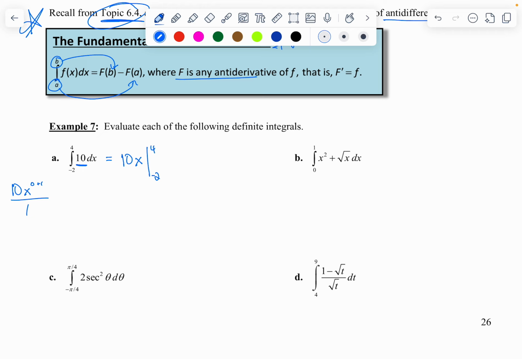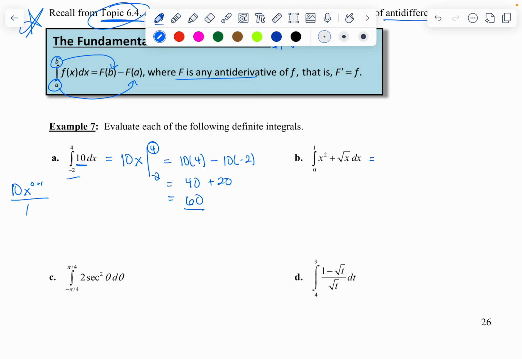Now that I have integrated, the next step is to use the fundamental theorem of calculus and plug in 4, so 10 times 4 minus 10 times -2. You do the math and you end up with 40 plus 20, and that will give us an answer of 60. So with definite integrals, you'll always have a numerical answer at the end.